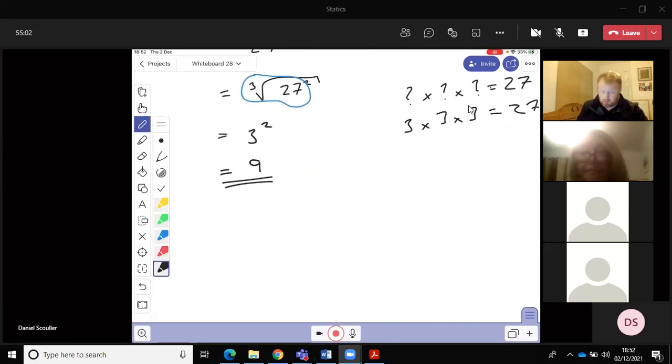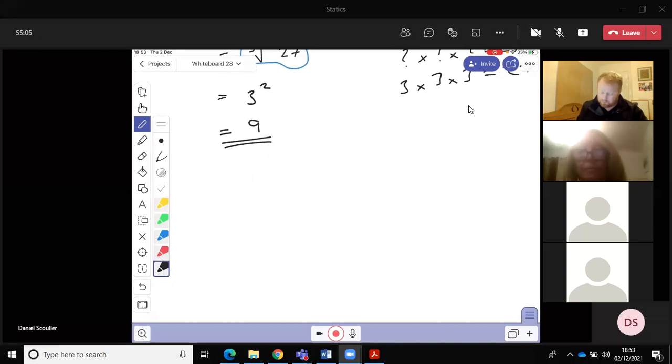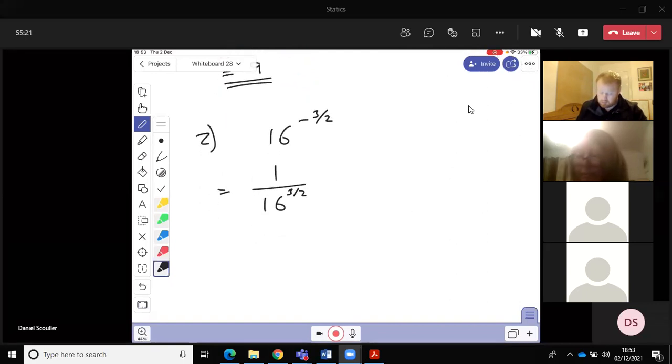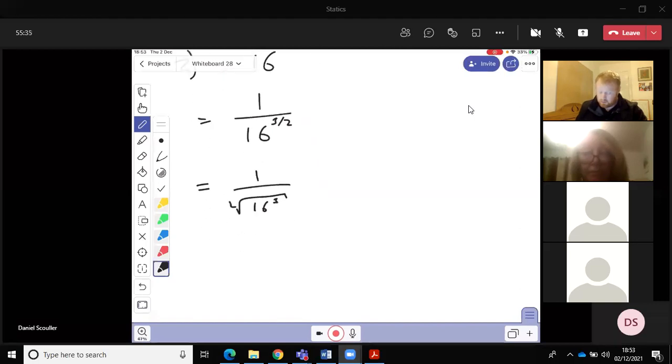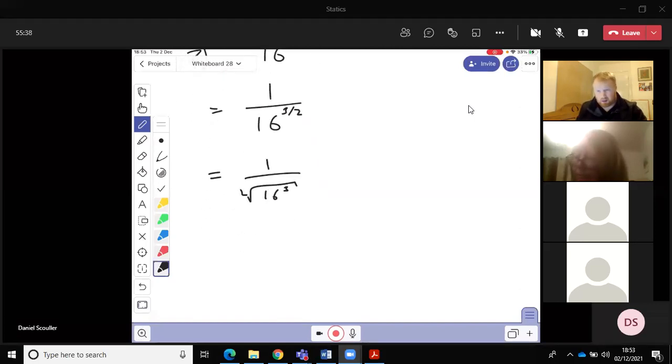If you don't get it, holler. I think I've said that in about 16 years. Next, 16 to the power of negative 3 over 2. That's a negative power, so we just put that over 1. Move that root to the front. You don't need to write the 2, because that's just a standard root, essentially.